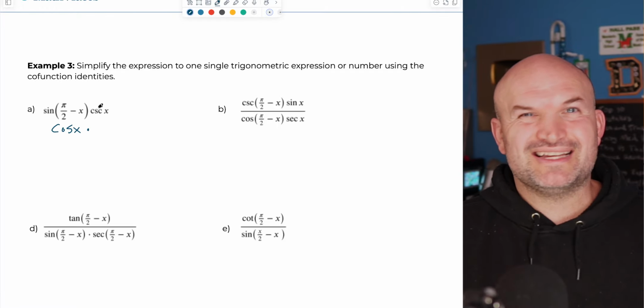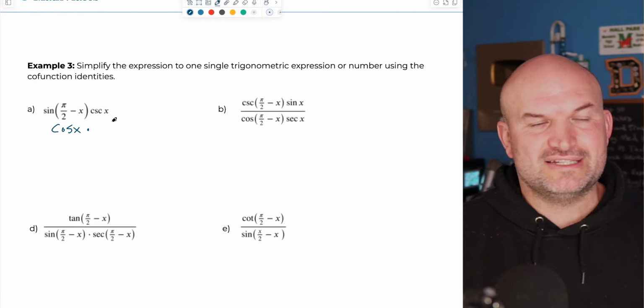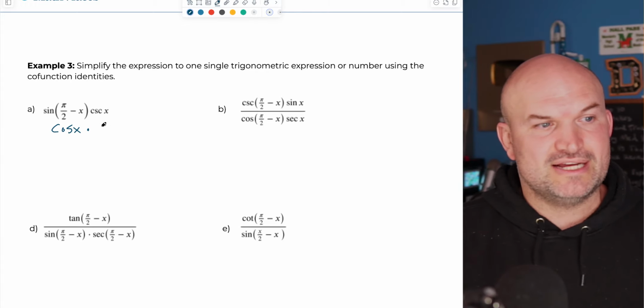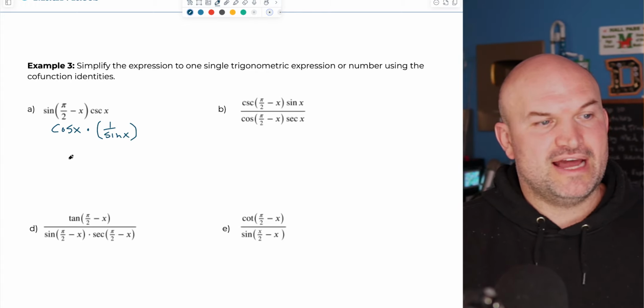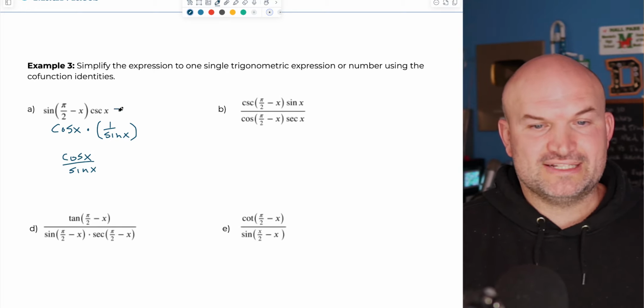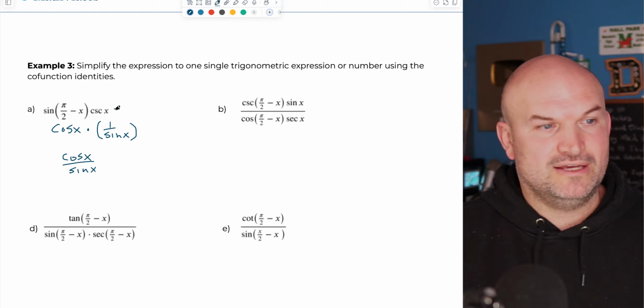And then I can just rewrite cosecant. I know I need to simplify things. I want to rewrite this in terms of sines and cosines. So I'll rewrite that as a 1 over a sine of x. So now when I multiply them, you can see I have a cosine of x over a sine of x. And again, cosine of x over a sine of x is simply just going to be a cotangent of x.